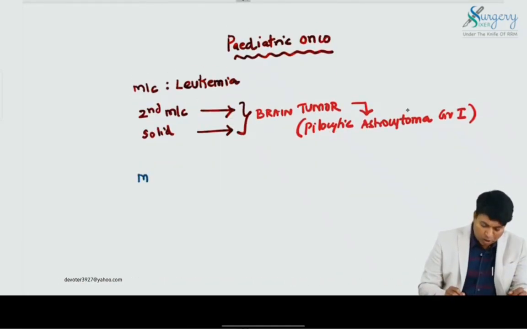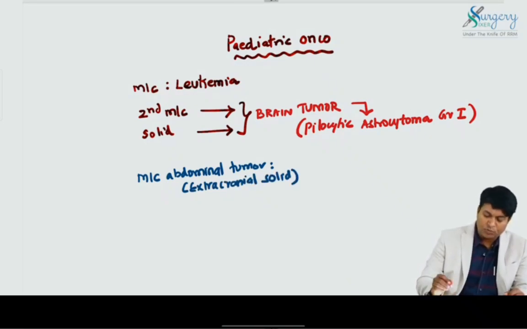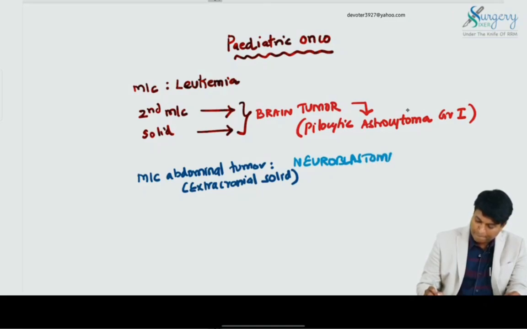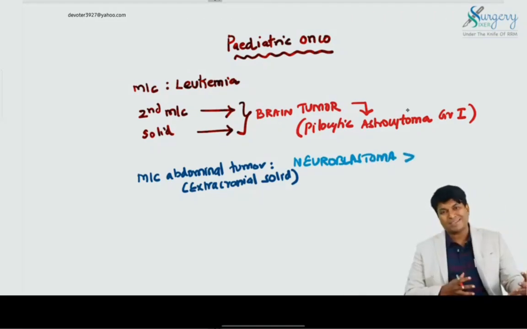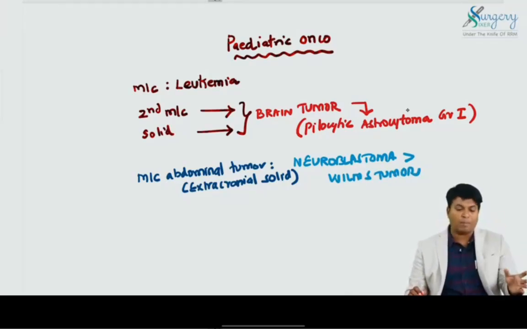What is the most common abdominal tumor, or the most common extracranial solid tumor? The question can be asked in different ways. It is neuroblastoma. Please don't forget. Neuroblastoma is the most common abdominal mass in children, more common than Wilms tumor. Wilms tumor is not as common as neuroblastoma.